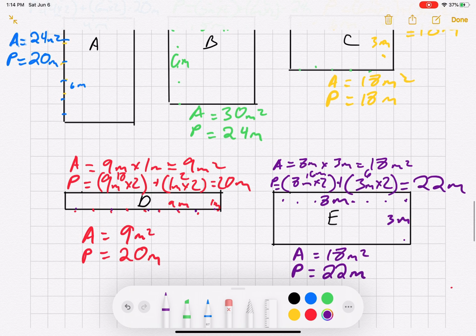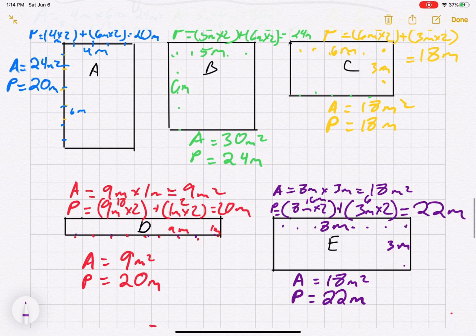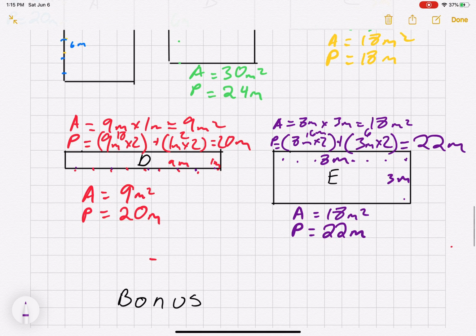Now, what I want you to do is compare these. You are going to look at your work and organize these rectangles. You're going to list them from the least to the greatest perimeter and the least to the greatest area. So for the perimeter, you're going to put the smallest number on this side, and it's going to go to the biggest, and the area, you're going to go from smallest to biggest. Okay, pause the video and start that now.